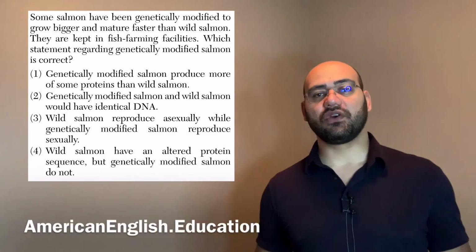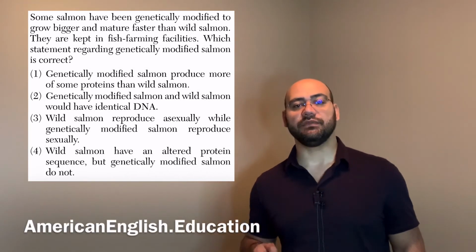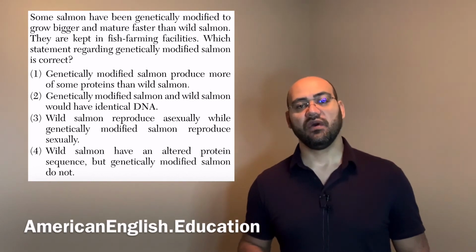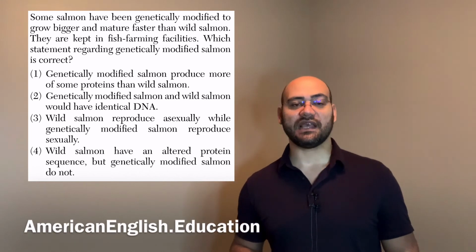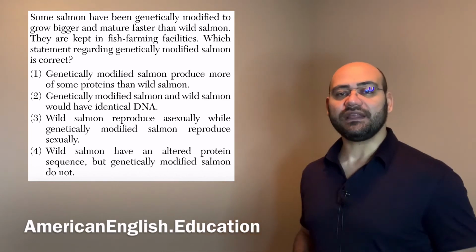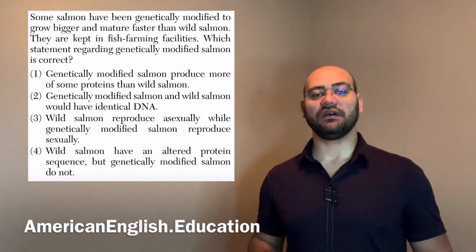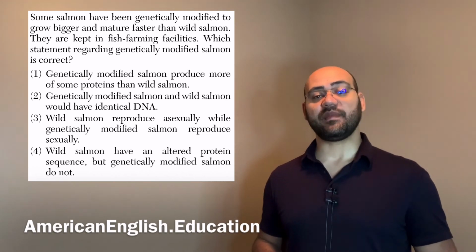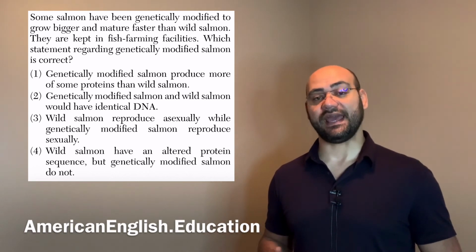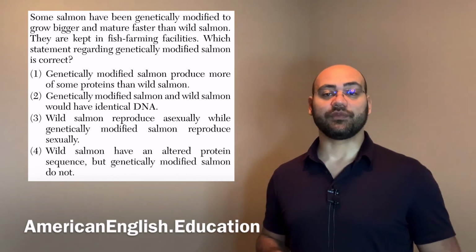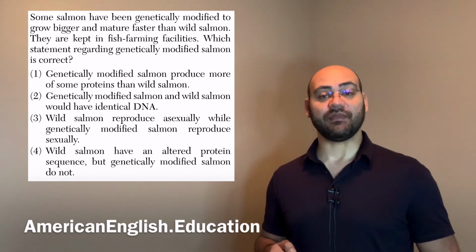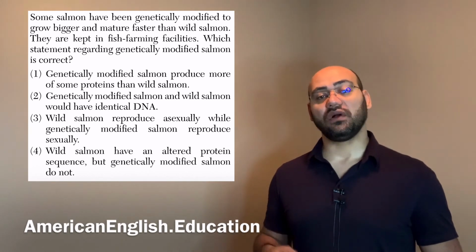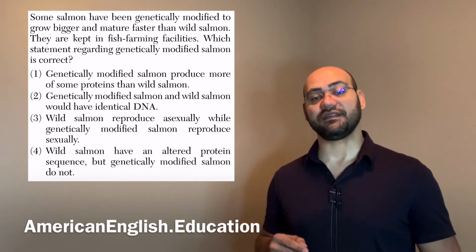Some salmon have been genetically modified to grow bigger and mature faster than wild salmon. They're kept in fish farming facilities. Which statement regarding genetically modified salmon is correct? 1. Genetically modified salmon produce more of some proteins than wild salmon. 2. Genetically modified salmon and wild salmon would have identical DNA. 3. Wild salmon reproduce asexually, while genetically modified salmon reproduce sexually. 4. Wild salmon have an altered protein sequence, but genetically modified salmon do not.